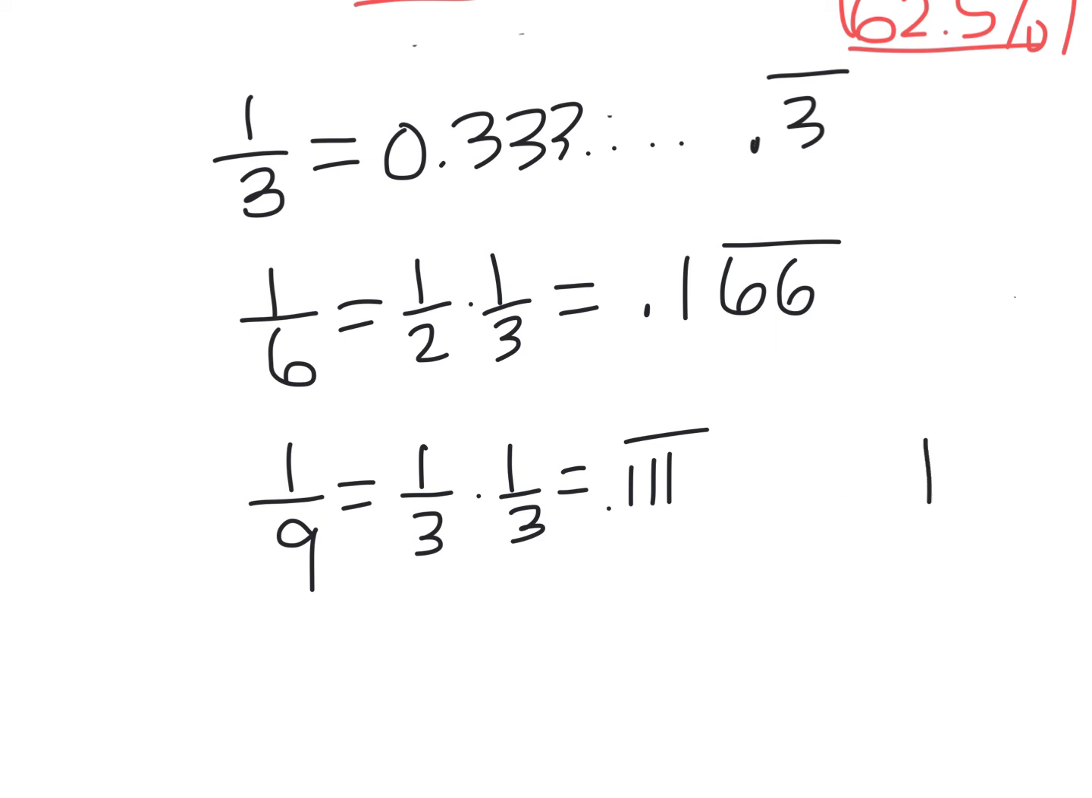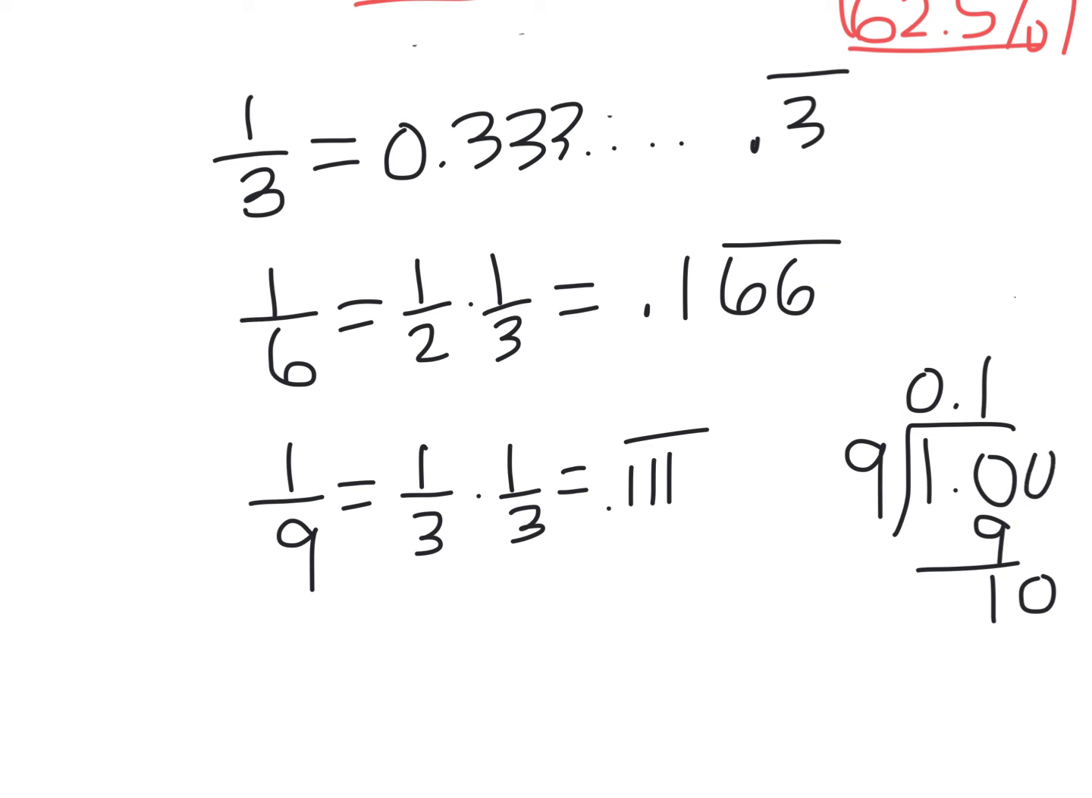I mean, you could do 1 divided by 9 to get 1/9. If you weren't sure on taking 1/3 of 1/3, you're going to have 9 into 10 goes 1. 1 times 9 is 9. And you have 1. Bring down a 0. 9 into 10 is 1. 1 times 9 is 9. And you start seeing the same pattern over and over, so you get repeating ones. So that means this is correct.